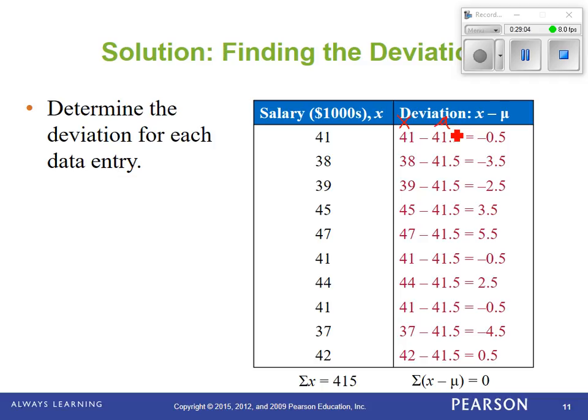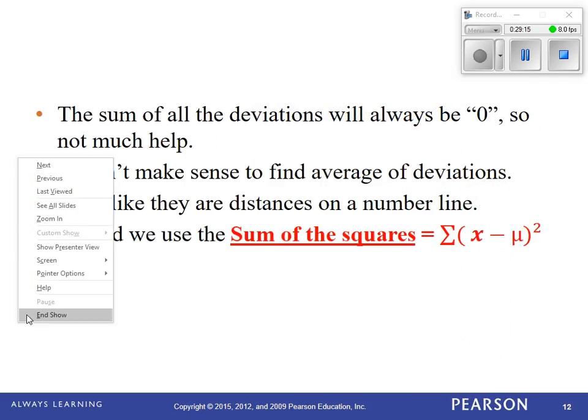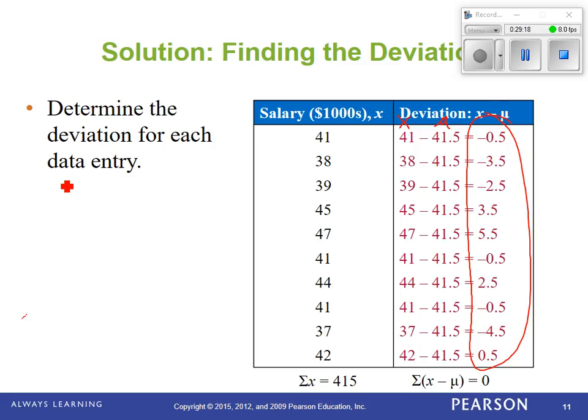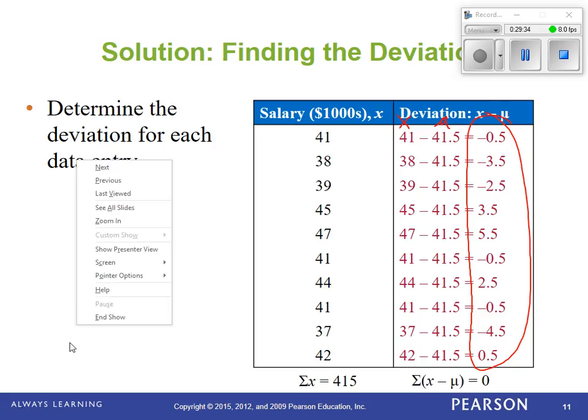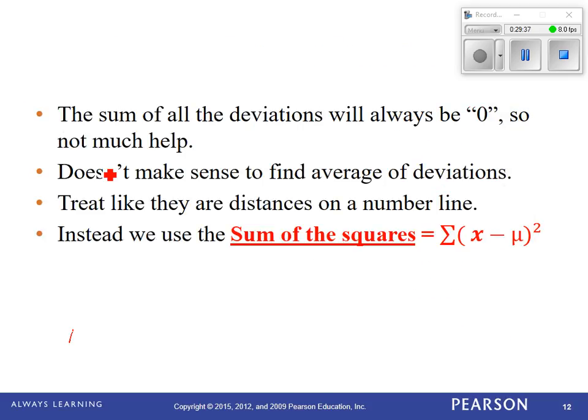When we get down to the bottom, they added all these up. What should happen when you add all those up? You should get 0, because the stuff on the low end and the stuff on the high end is what makes it the mean, right there in the middle. All of these negatives and positives should average out to 0. The sum of all the deviations will always be 0. So the sum of those isn't much help.